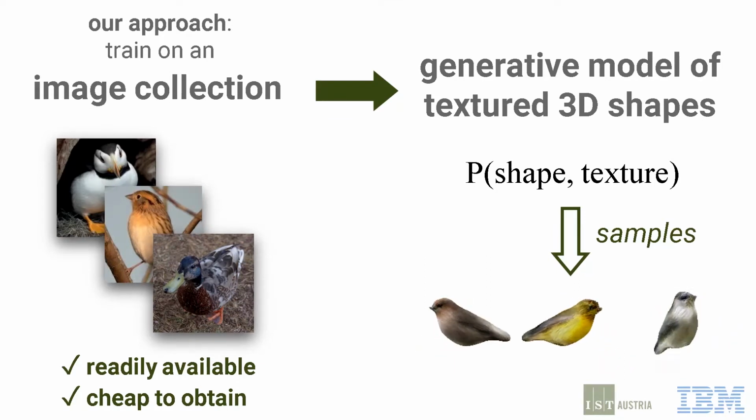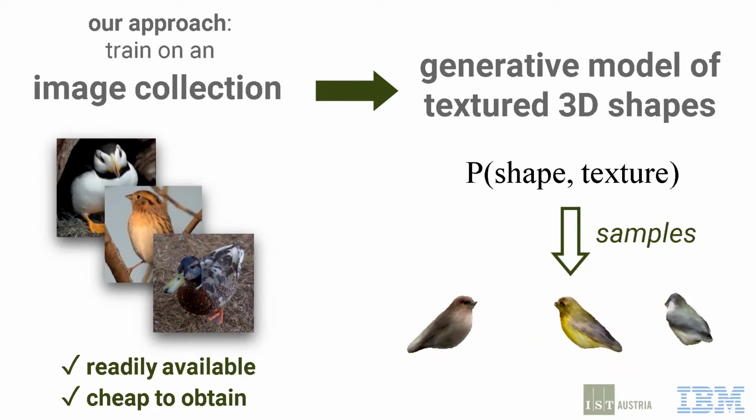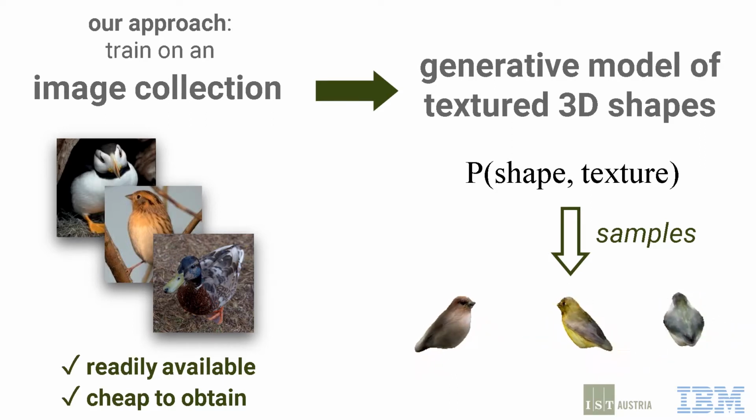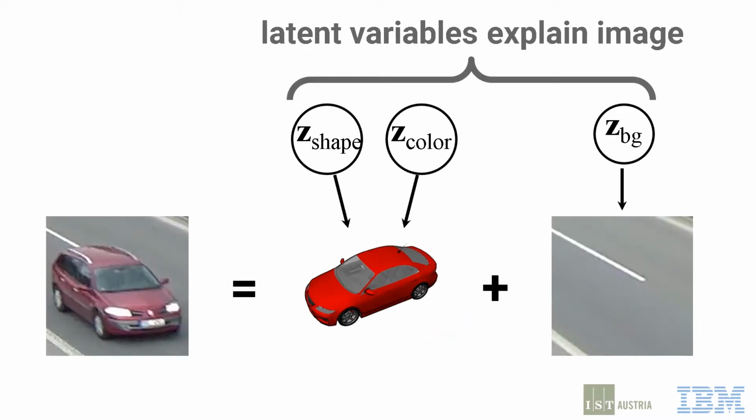In particular, we don't require multiple views per instance, we don't require any 3D annotations, and we don't require ground truth segmentation masks. Our overall approach is to force our model to explain its training images, each in terms of a textured 3D foreground object rendered over a 2D background. Importantly, it must do so while forcing those shapes and textures to be encoded in a low-dimensional latent space, which allows sampling.